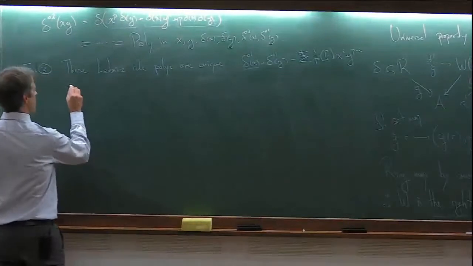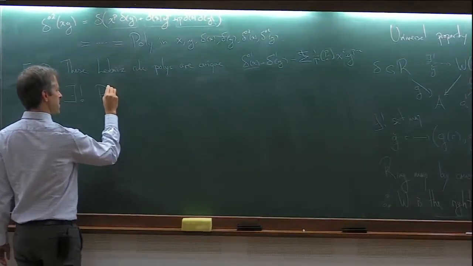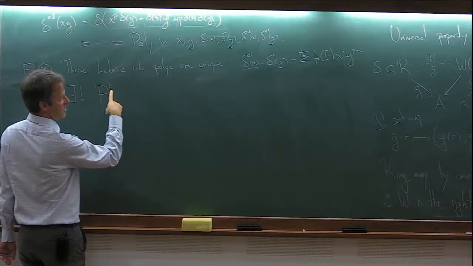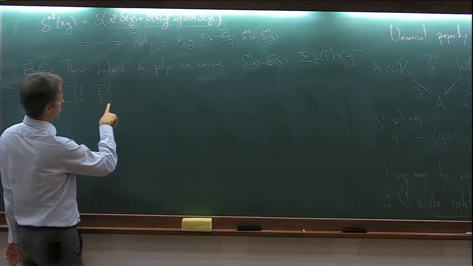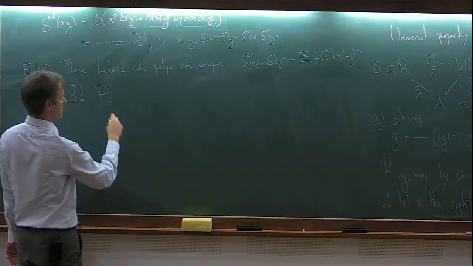Okay, so here it is. There exists a unique polynomial, I'll call it, say, p plus n. This is going to be the polynomial for the Leibniz rule for the nth iterate of delta with respect to addition.